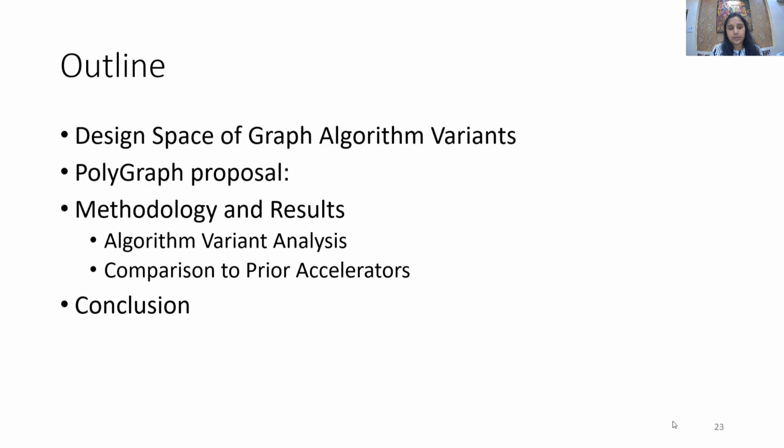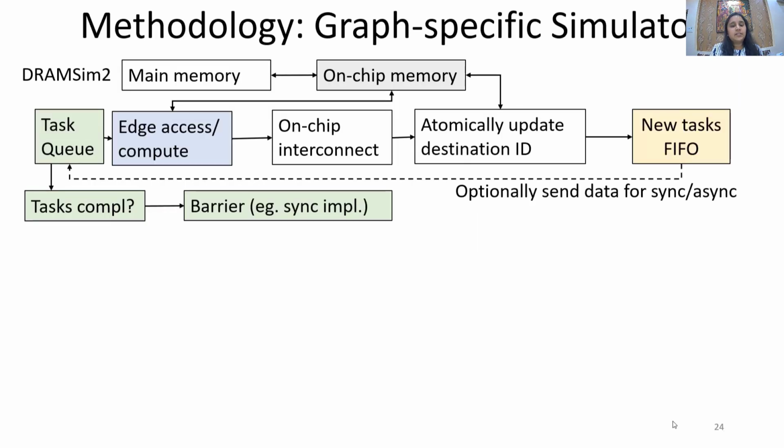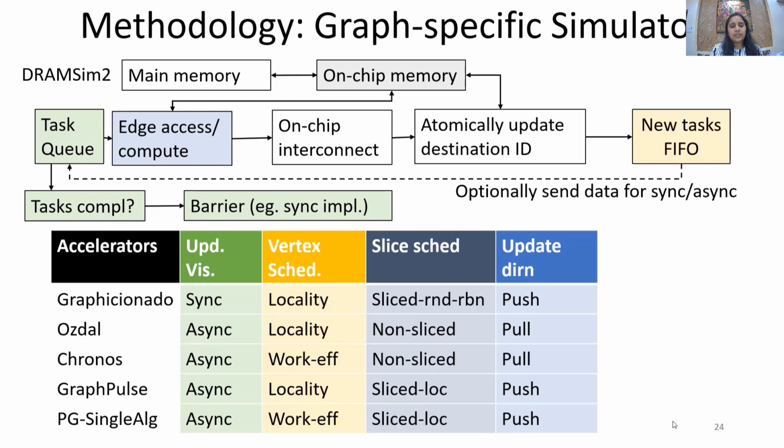Let's move to the evaluation. We implemented PolyGraph using a custom simulator where different pipeline stages represent the different steps in the vertex-centric execution, and each of these could be configured according to the algorithm variant that PolyGraph is currently implementing. We evaluated against 4 prior accelerators according to the graph algorithm variant that they specialize for. We tried our best to be true to the original proposals versus keeping a fair field for all of them.